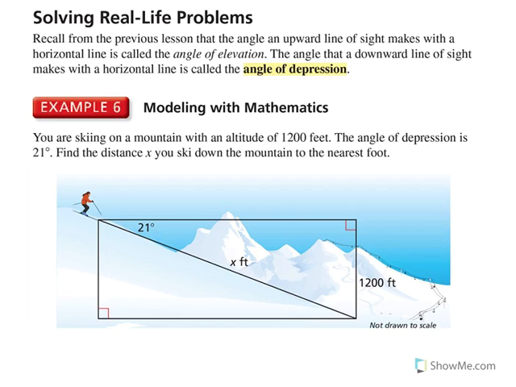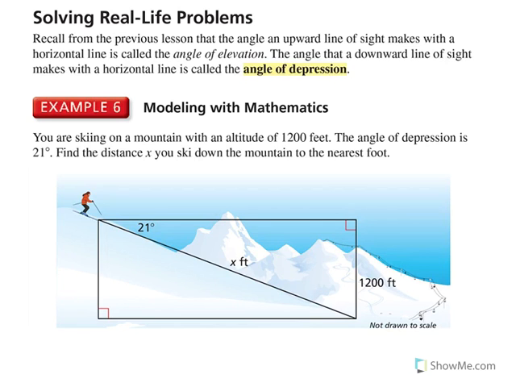In this example, it says you're skiing on a mountain with an altitude of 1,200 feet. So altitude means basically from the ground level up, that height of 1,200 feet. And it says the angle of depression is 21 degrees. It says find the distance x that you would ski down the mountain to the nearest foot. So height-wise, she's going from 1,200 feet down to 0, but they want to know the actual distance that she physically skied down.